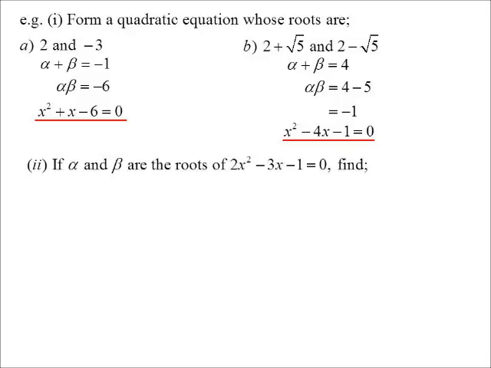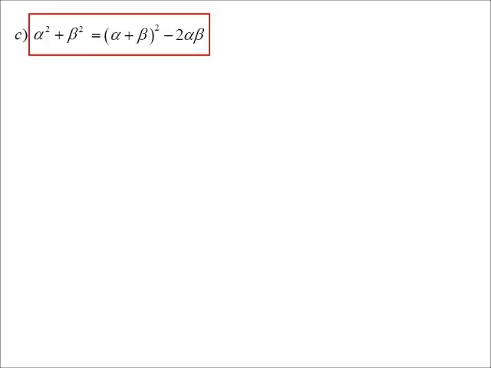Oh, yeah. Here's our quadratic. 2x squared minus 3x minus 1 equals 0. Sure, we could go and find alpha and beta, but that's no fun. We're going to find out what alpha plus beta is without actually finding alpha and beta. 3 on 2. Alpha beta? Minus a half. Alpha squared plus beta squared.